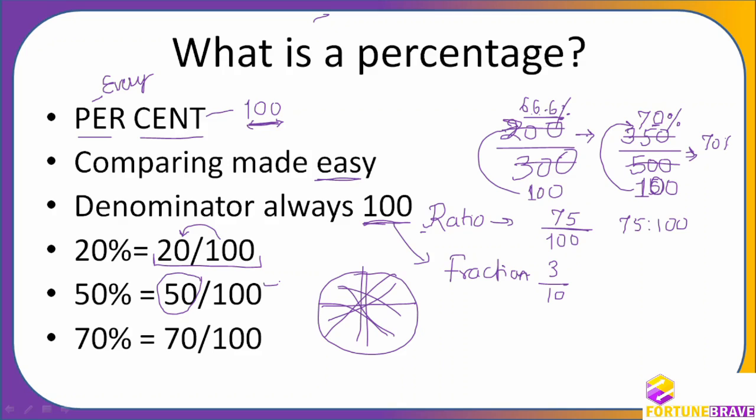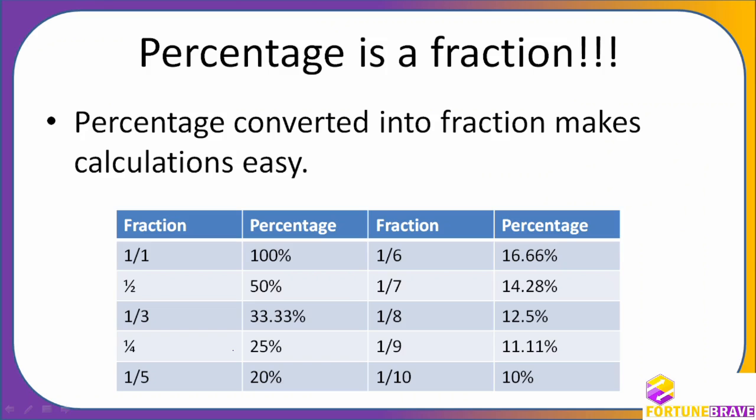And then next, if you see, 70% means what? 70 out of 100. So 70 parts we have chosen out of 100, or she or he has obtained 70 marks out of every 100. Okay, that makes it very, very clear. This is how we need to understand percentage. Percentage is the fraction which we discussed right now. So how is it a fraction? Any fraction can be converted into a percentage, and any percentage can be converted into a fraction.